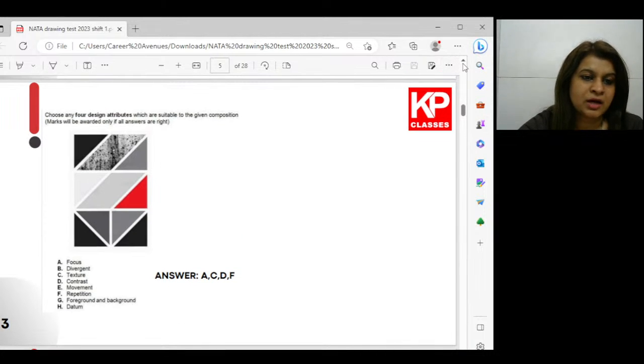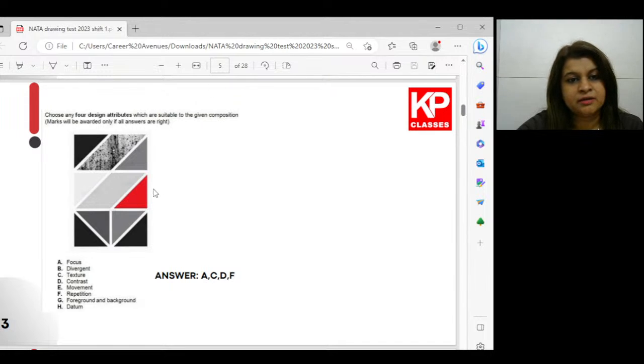So the options are number one, focus. Okay, A is focus. Now, why do you think you have focus over here? Can we see there is a color red which is standing out, right? So, whenever anybody is looking at this particular image, the first thing that hits our eyes is the color red, that's creating a sort of focus and compelling a viewer to first look at that particular part.